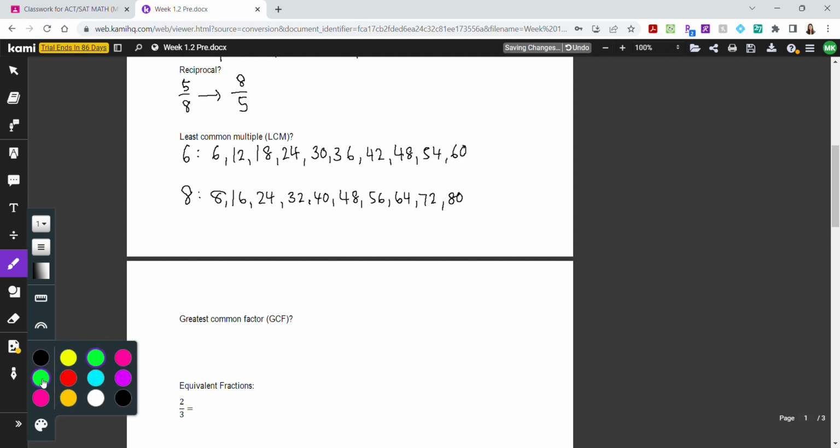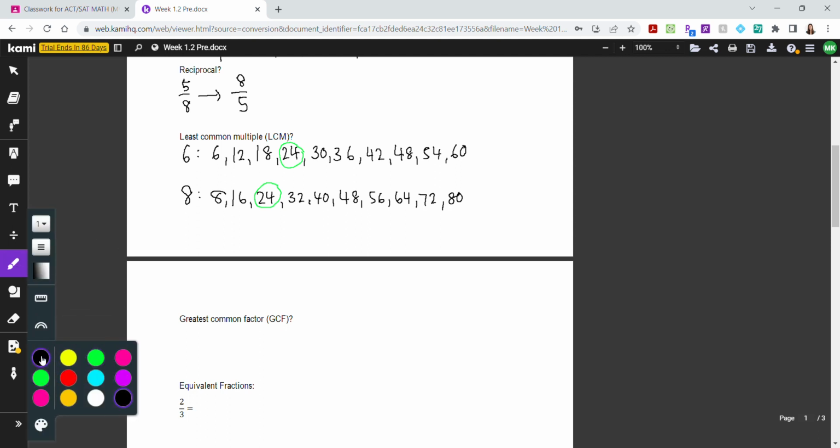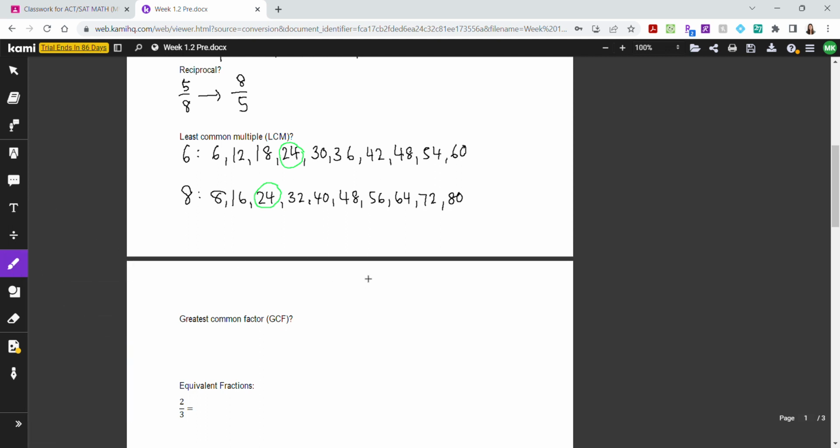Now, if we look here, oh look, 24. That would be our lowest common multiple between 6 and 8, because yes, there is also 48, right? But 24 comes first. That means that 24 is our least common multiple between 6 and 8. Does that make sense? If you have any questions about that, bring it up again during our deep dive lesson.